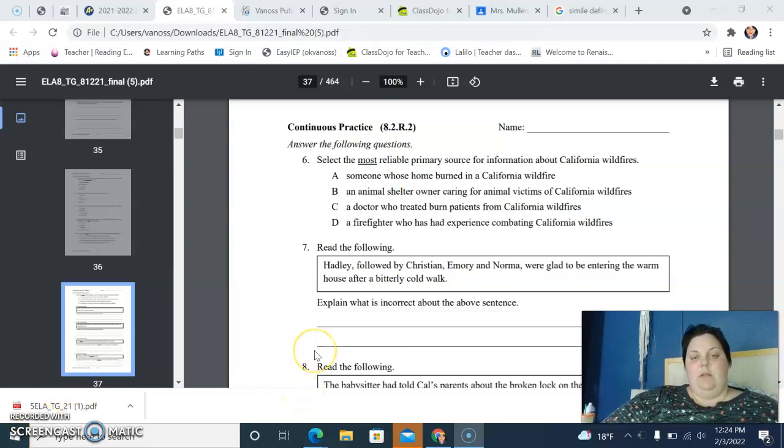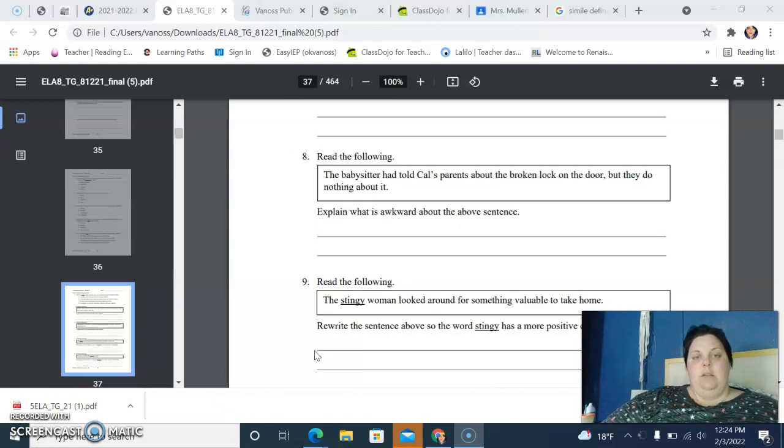8. Read the following. The babysitter had told Cal's parents about the broken lock on the door, but they do nothing about it. Explain what is awkward about the above sentence. The hint should be it was hard for me to read that part because it wasn't right.